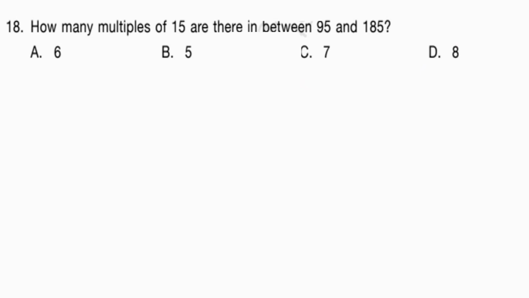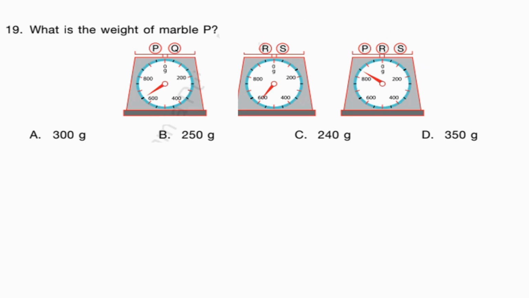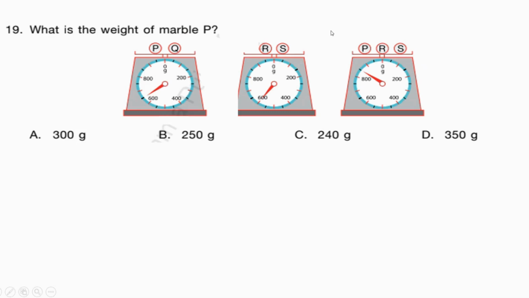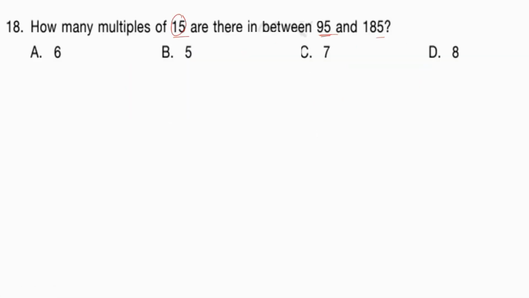Next one. How many multiples of 15 are there between 95 and 185? In this question, I have to check the multiples of 15. Between means I will not count 95 and 185 as well. So if I check, how many are between? I need to count the 15 table.